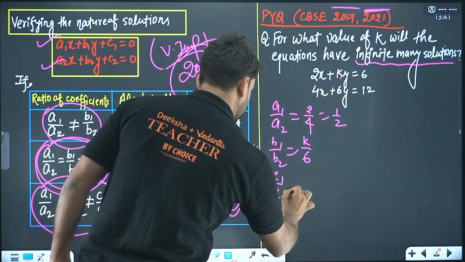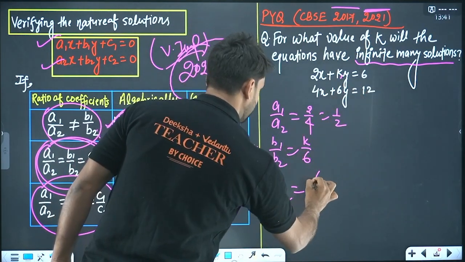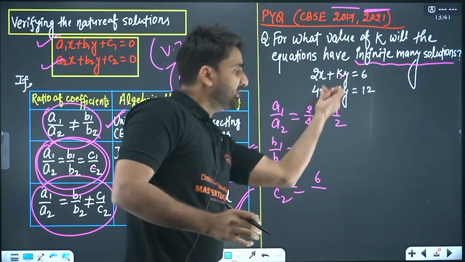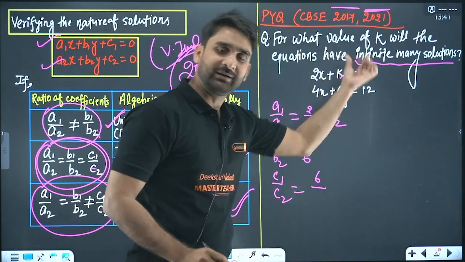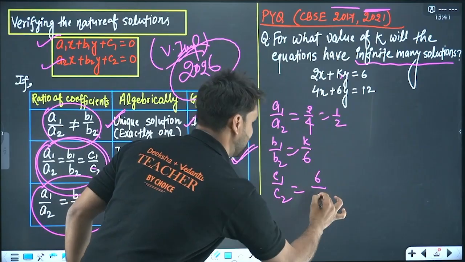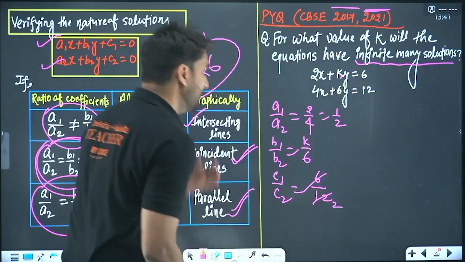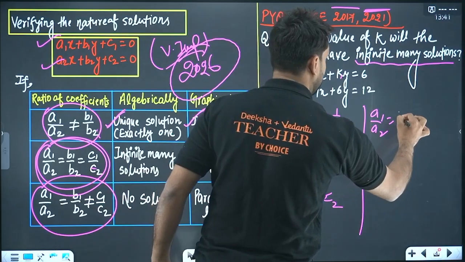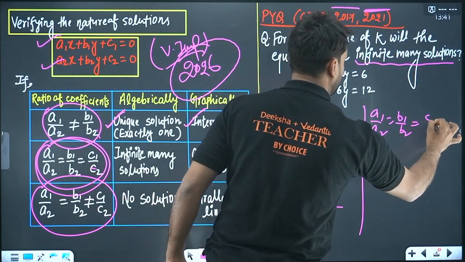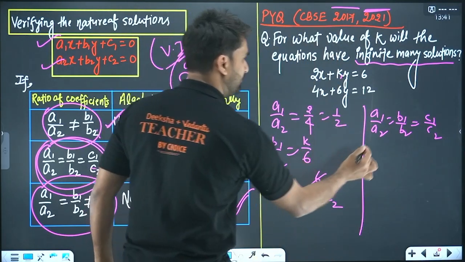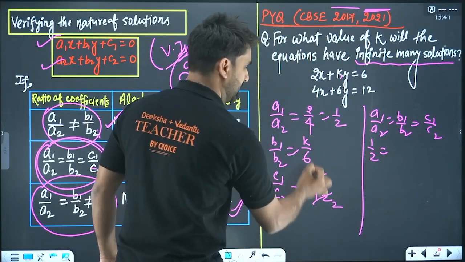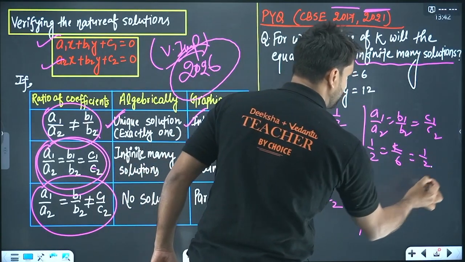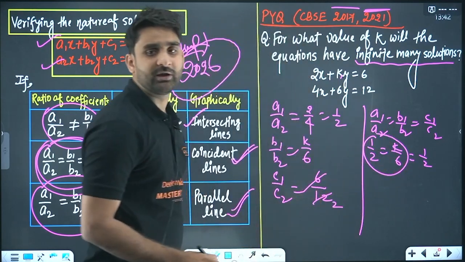And now C1 by C2. C1 is 6. If both the C values are on the right side, you don't need to shift them to the left side. If both are on the same side, you can directly write 6 by 12. So this will be cancelled here. Now for infinitely many solutions, the condition is A1 by A2 should be equal to B1 by B2 should be equal to C1 by C2. Now A1 by A2 is 1 by 2. B1 by B2 is k by 6, equal to C1 by C2, which is 1 by 2. So we can take any two ratios to find the value of k.